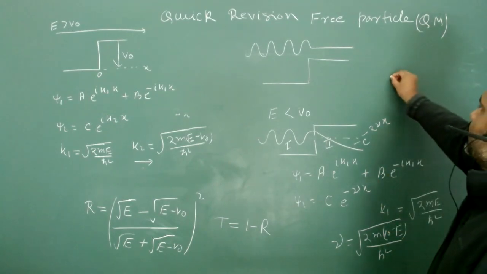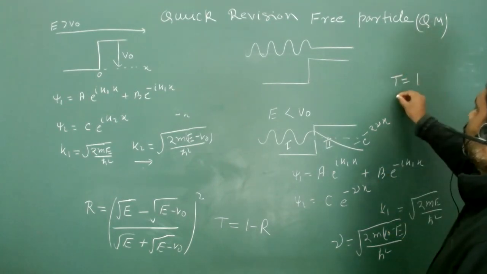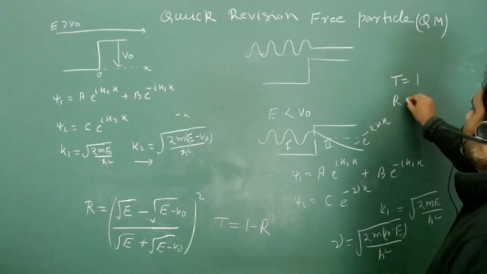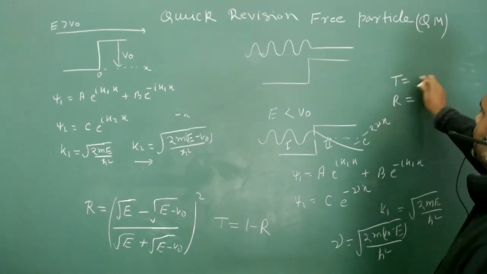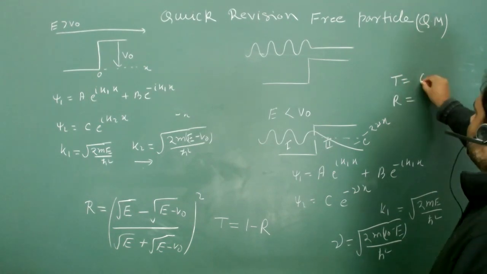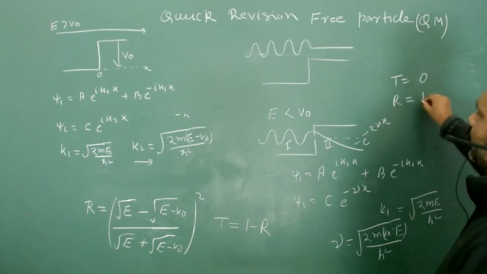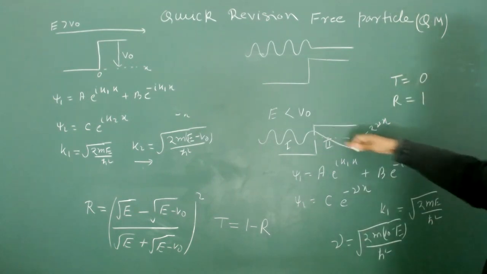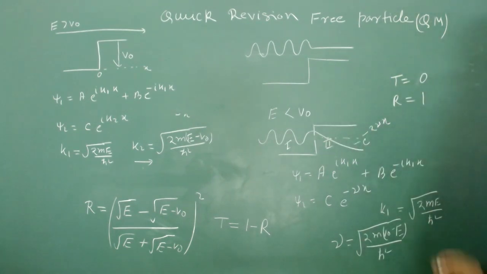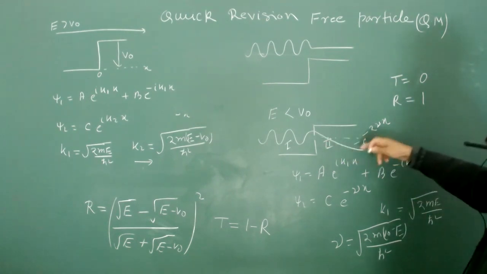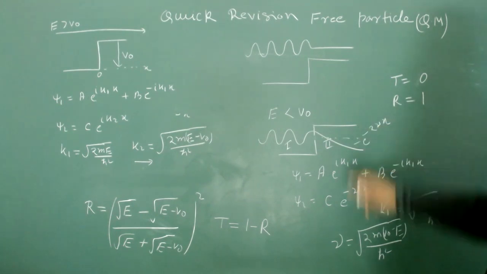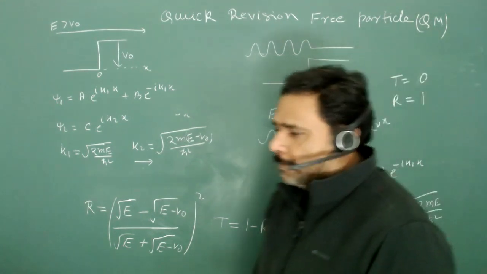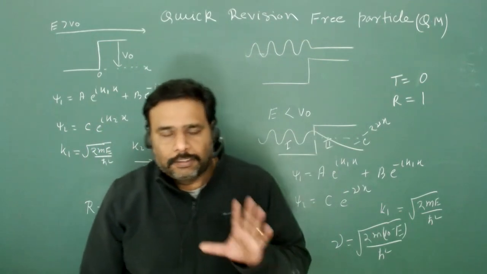And in this case you will get the transmission coefficient 0, and reflection coefficient you will get 1, because in this region there is not any transmission. So this thing you have to always remember. But even if the transmission coefficient is 0, there is probability density, and this is your probability density for this step potential. So this concept is very important.